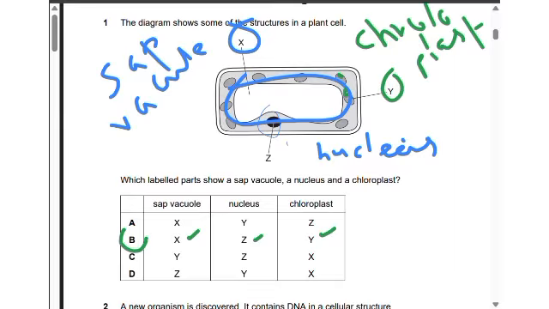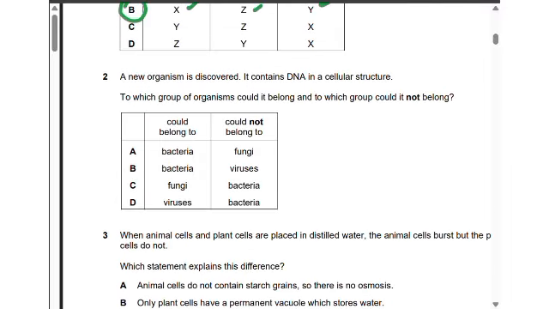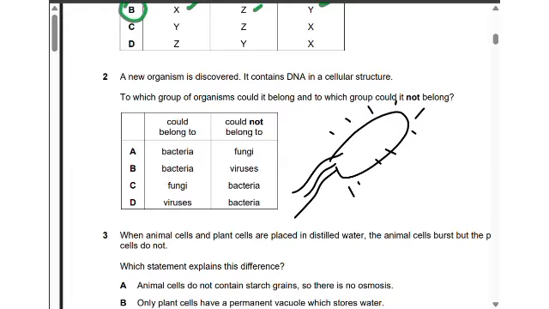Let's move on to question number 2, which is: a new organism is discovered. It contains DNA in a cellular structure. To which group of organisms could it belong, and to which group could it not belong? So we have bacteria, fungi, and viruses to consider. I think we'll start with bacteria, so let's draw the bacterial cell. We have the capsule, we have the pili, and then let's draw the flagellum and the nucleoid.